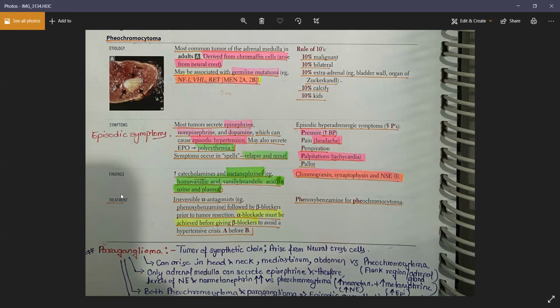Anyone? To prevent unopposed alpha activity. Sorry, I didn't understand. Can you repeat it again, please? To prevent unopposed... Please write it in the chat box. To prevent hypertensive crisis. I'm not getting a clear voice. I'm sorry about that. Please write in the chat box, whoever is answering.